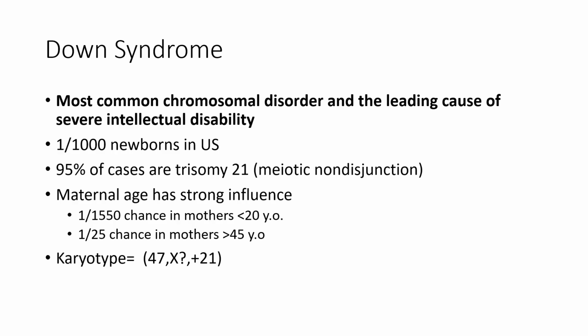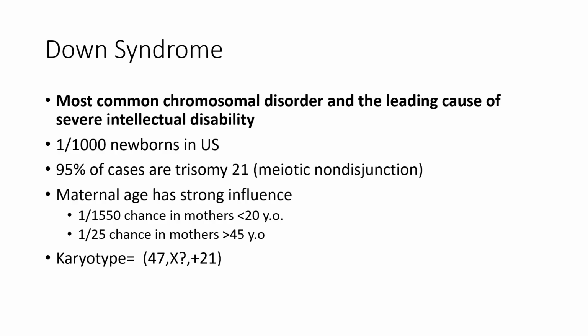Maternal age is the major risk factor, and the numbers are not subtle. A mother under 20 has about a 1 in 1,550 risk. By age 45, that risk jumps to 1 in 25. That dramatic increase reflects aging oocytes that have been sitting in meiotic arrest since fetal life. Time is not kind to spindle fibers.